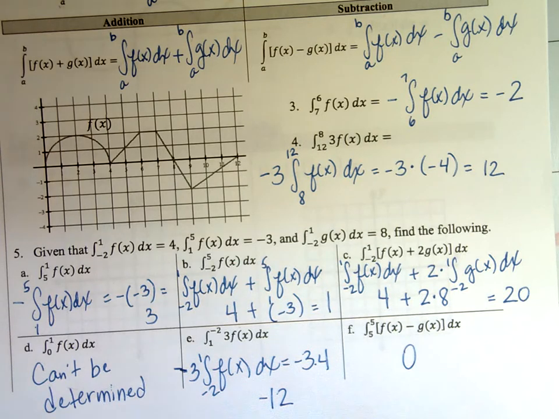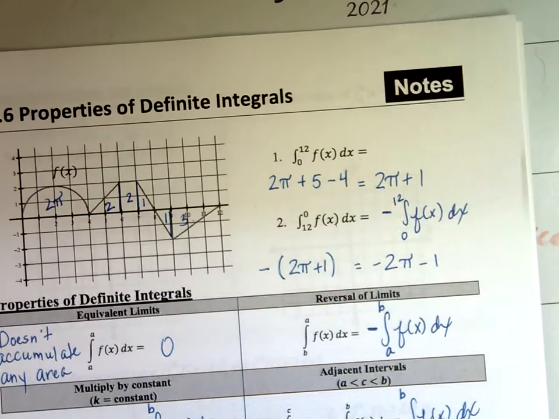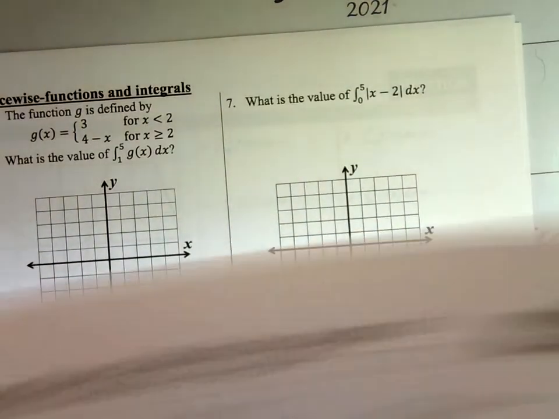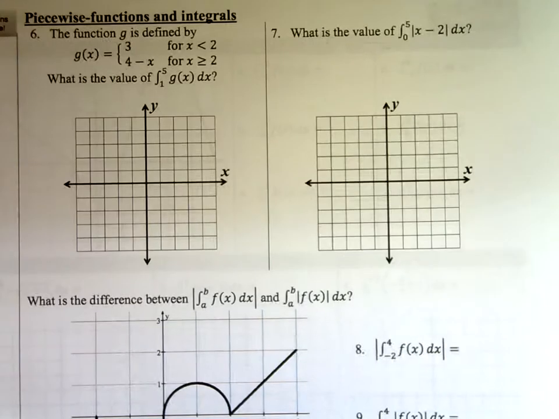Okay. We're going to flip the page and look at a few more examples. He's got quite a few examples this time around. Not as many practice problems. The first one's talking about a piecewise function. What happens when you get a piecewise function? So we need to graph it to see what's going on so we can figure out the areas.